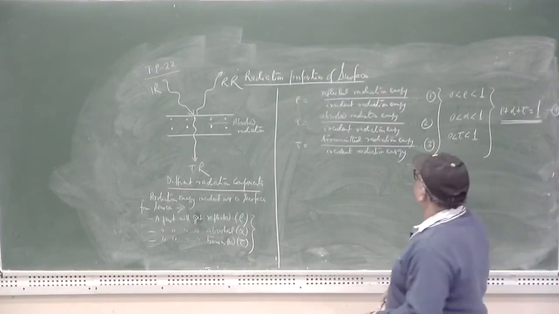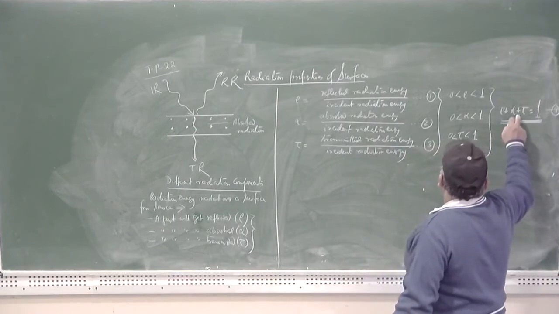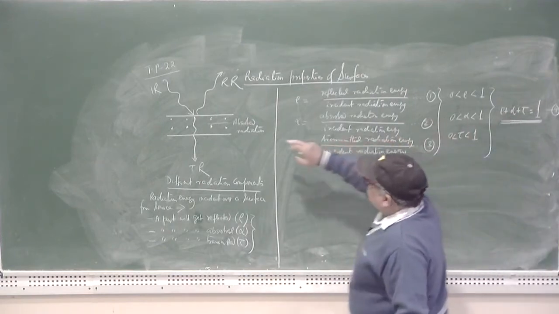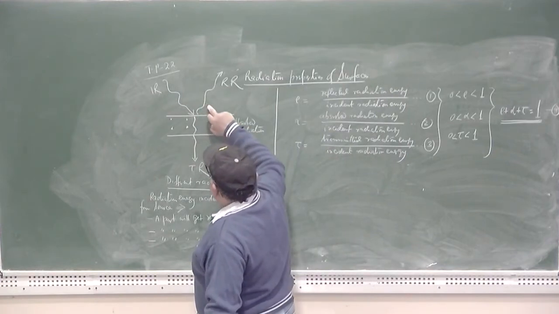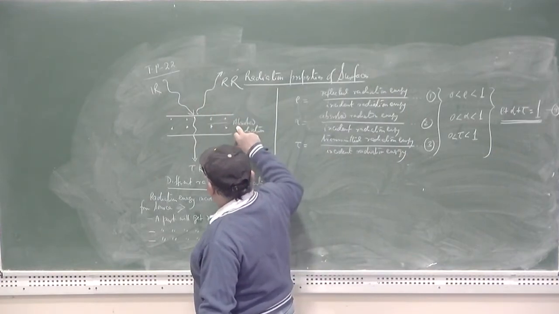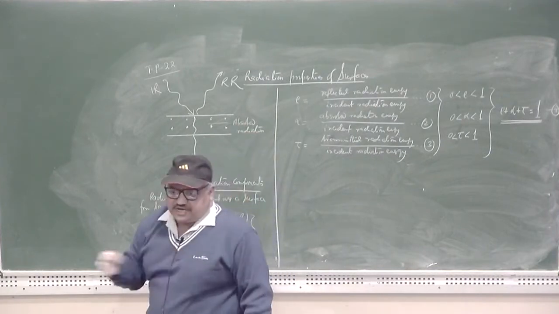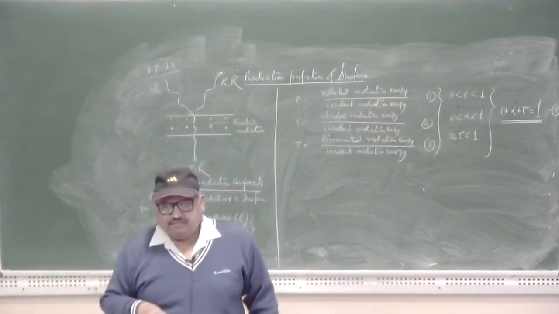So, the fraction which is reflected, the fraction which gets absorbed, and the fraction which gets transmitted, that should be equal to 1.